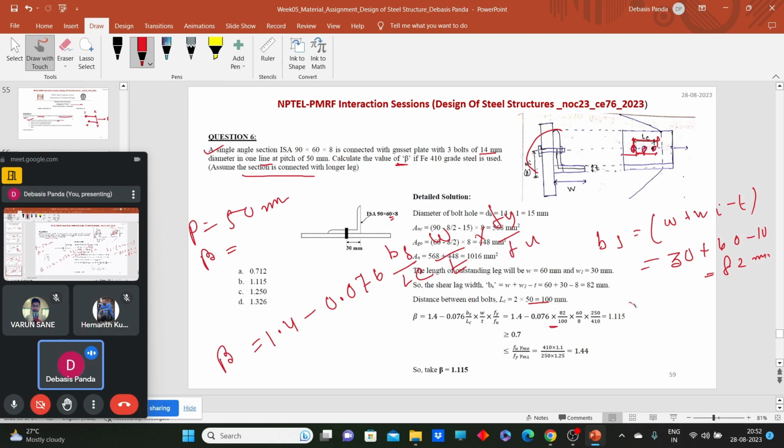Now put all these values in this equation. So the value of beta comes as, from this equation, 1.115, which is greater than 0.75. Now we need to check against this criteria that beta should be less than this value. So this value comes as 1.44. Obviously my beta comes as 1.115, which we have already solved while solving example 1 or 2, I think example 1 of the angle section. Clear? Okay.